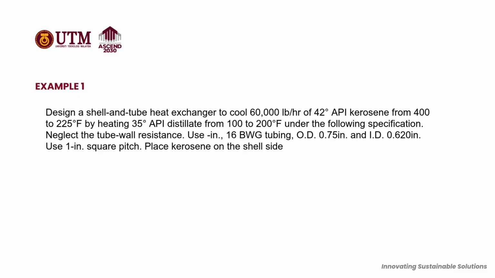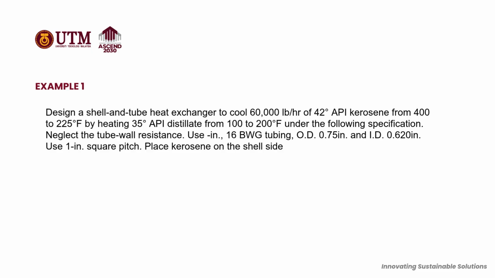Example 1. Design a shell and tube heat exchanger to cool 60,000 lb per hour of 32 degree API kerosene from 400 to 225 degrees F by heating 35 degree API distillate from 100 to 200 degrees F under the following specification. Neglect the tube wall resistance.